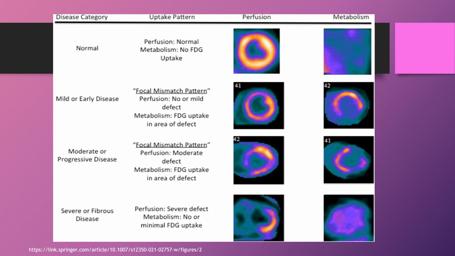Moderate to progressive disease has a focal mismatch pattern, FDG uptake in the area of the defect that's seen, and then severe or fibrous disease will show that there's a severe defect on the perfusion and no or minimal uptake on the FDG.